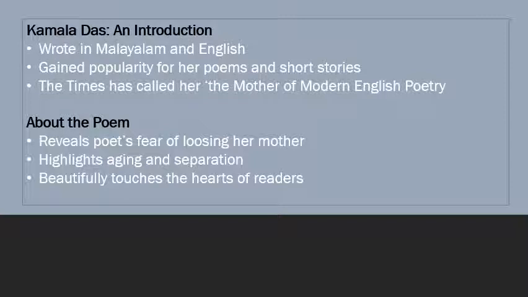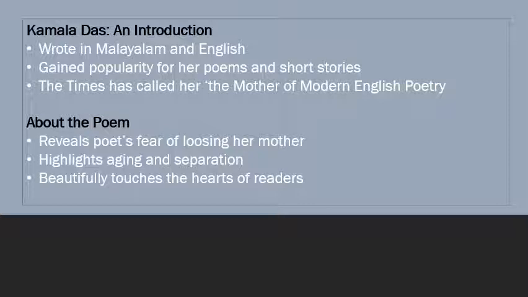You will be happy to note that she took to writing at a very early age when she was in school. She wrote in Malayalam, which was her mother tongue, and English also. She gained popularity for her poems and short stories. In the year 2009, the year when she departed from this world to her final abode, the Times called her the mother of modern English poetry.